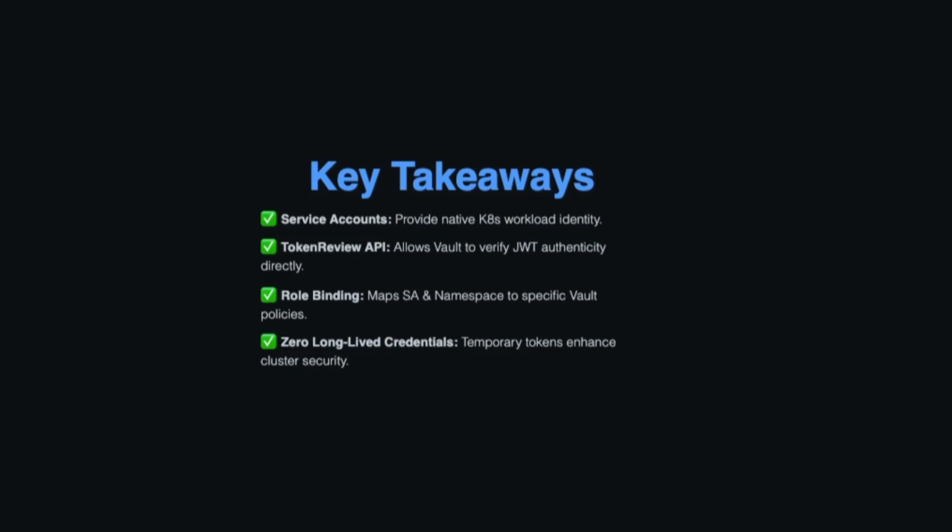To recap what we learned today, a service account gives a Kubernetes workload a native identity. Vault uses the TokenReview API to cryptographically verify those identities. Roles tie the Kubernetes namespace and service account to Vault policies. Zero long-lived credentials are needed or stored anywhere in your cluster.